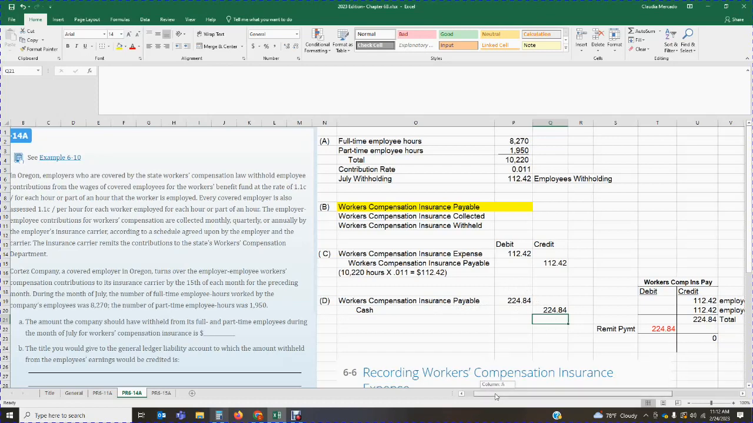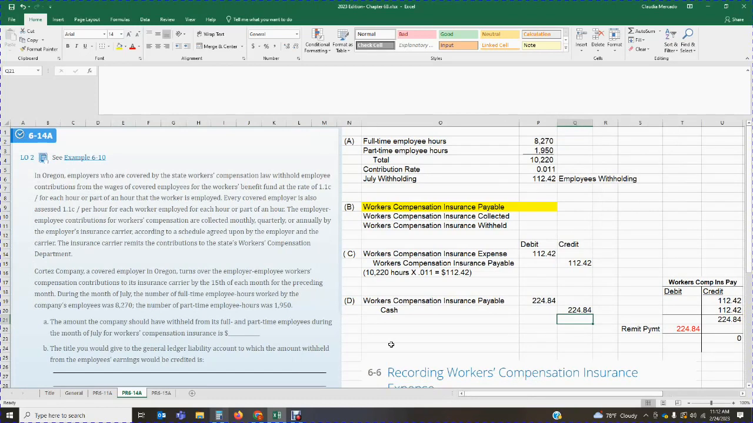Please make sure that you read over the section that deals with workers' compensation laws. If you have any questions or concerns, please do not hesitate to contact me.